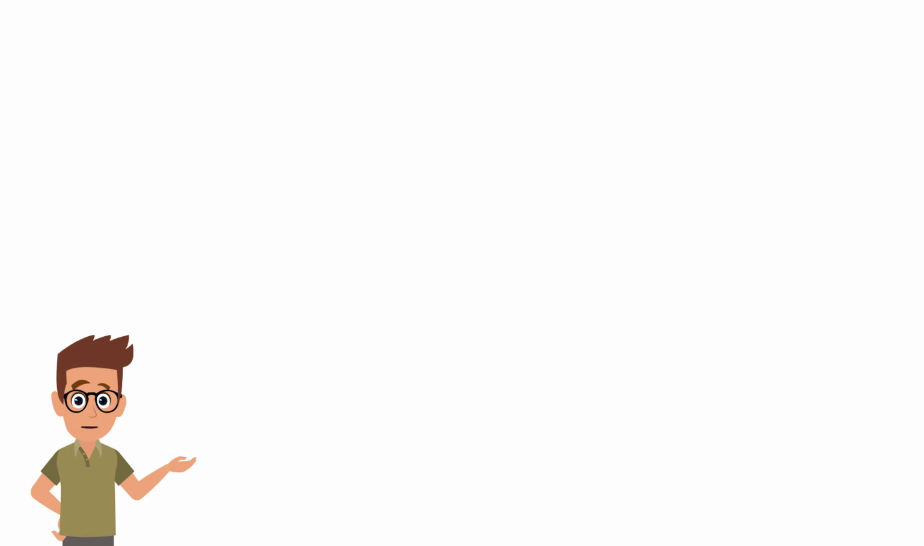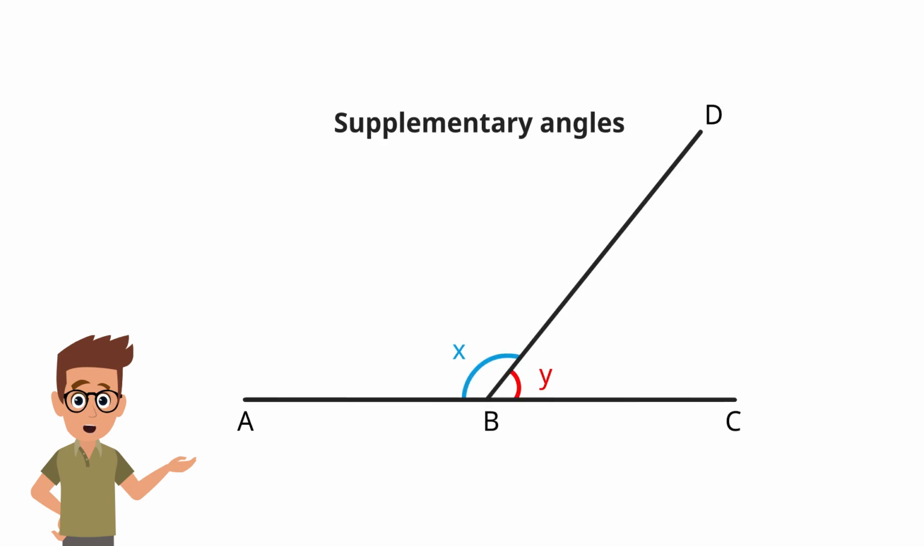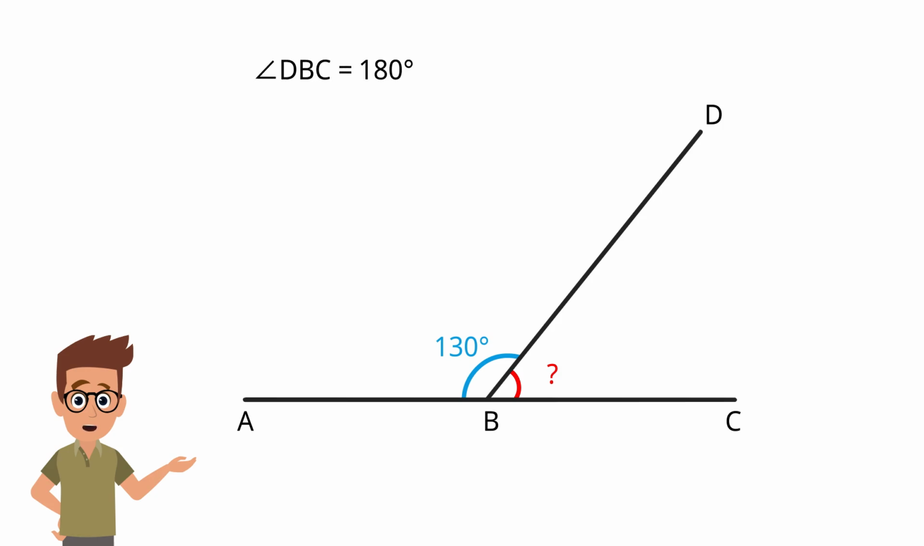While complementary angles are angles that add up to 90 degrees, supplementary angles are angles that add up to 180 degrees. Let us look at the two angles shown. If angle ABD is 130 degrees, what is angle DBC? Since angle ABD and angle DBC are supplementary angles that lie on a straight line, they add up to 180 degrees. So, angle DBC is 180 degrees minus 130 degrees equals 50 degrees.